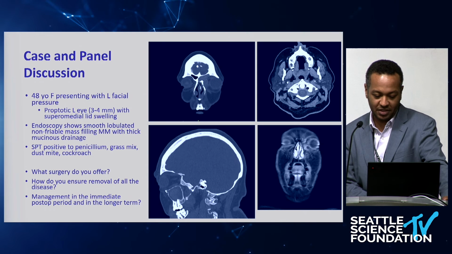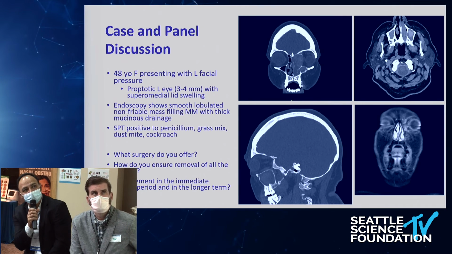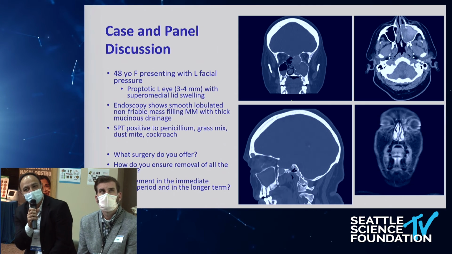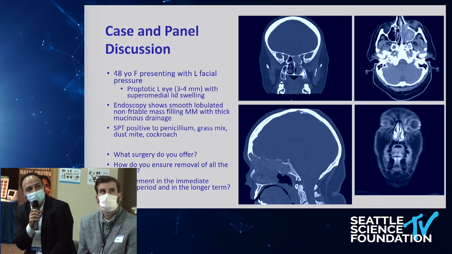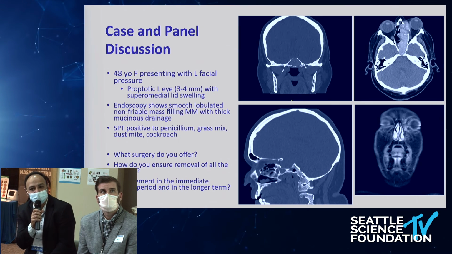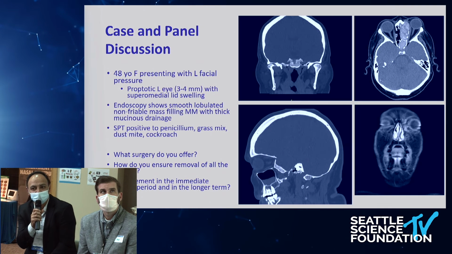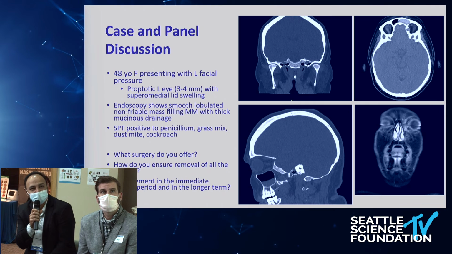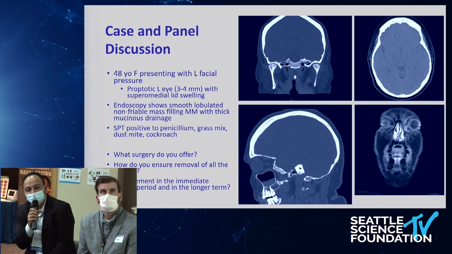In the meantime, I'll also keep this going. The key here is the unilateral nature, erosion of the lamina papyracea, and some sort of heterogeneity I'm sensing within that, sort of that serpentine, snake-like appearance, which really points to AFRS as a leading diagnosis here. I think proptosis in particular has a high correlation with AFRS over other types of chronic rhinosinusitis with polyposis. So that's at the top of my differential diagnosis as a possibility here.